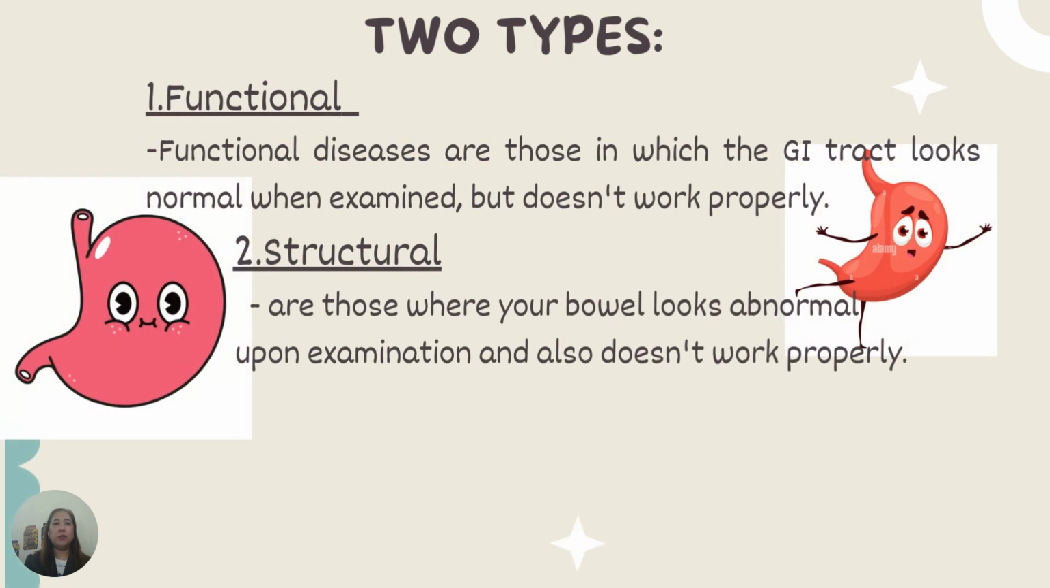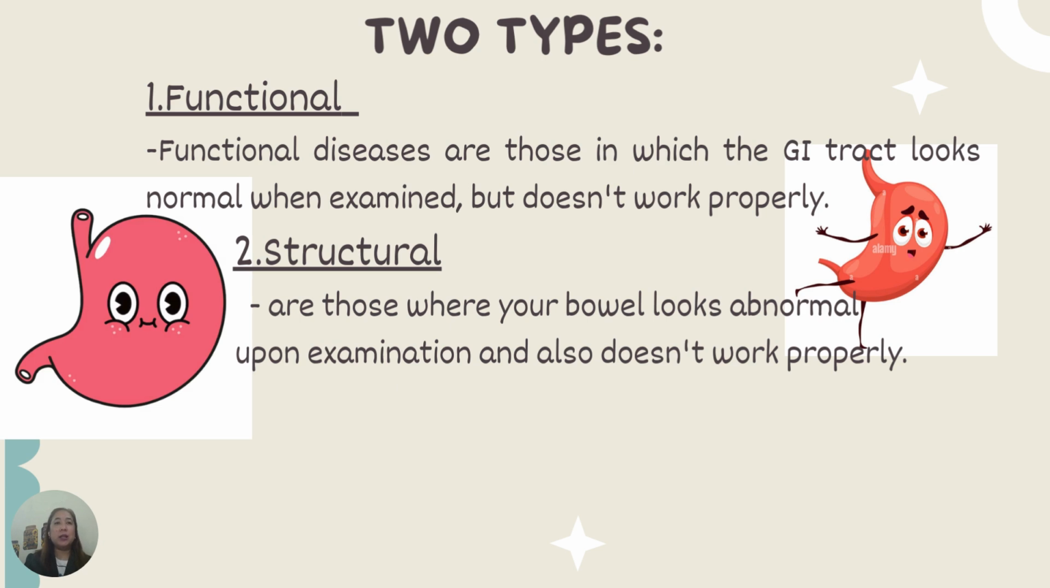There are two types of GI diseases. One is functional and the other one is structural. Functional GI diseases are those in which the GI tract looks normal when examined but doesn't work properly. This is characterized by chronic, persistent or recurring symptoms like pain and bloating that arise due to the dysfunction of the digestive tract. These symptoms occur despite there being no evidence of a structural abnormality or disease.